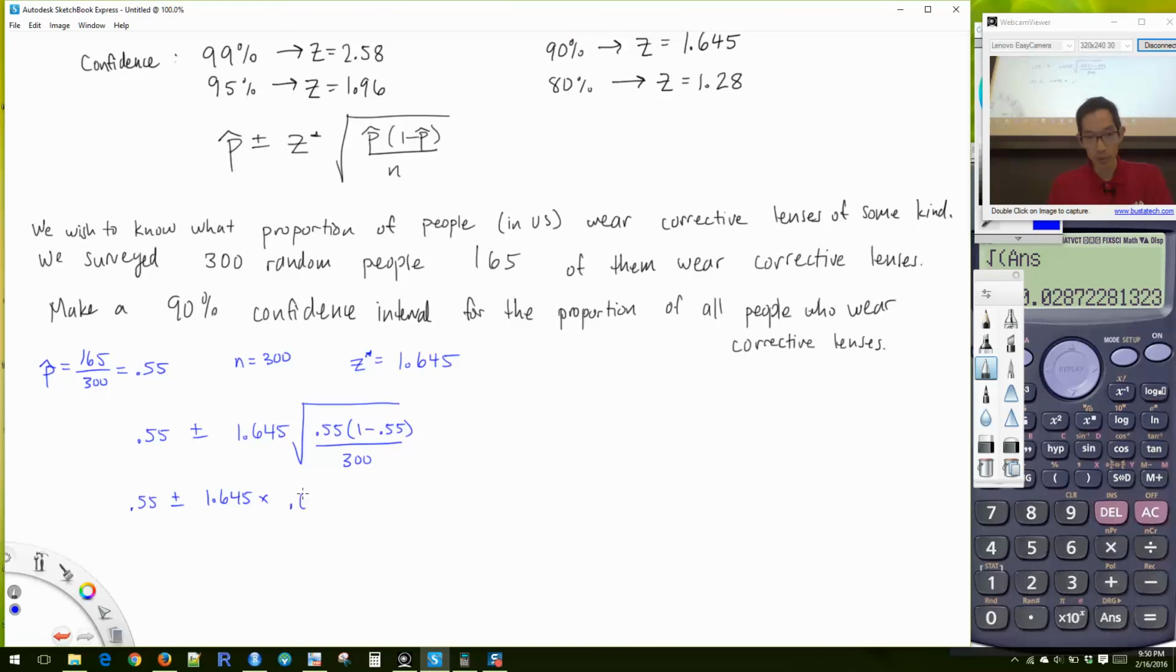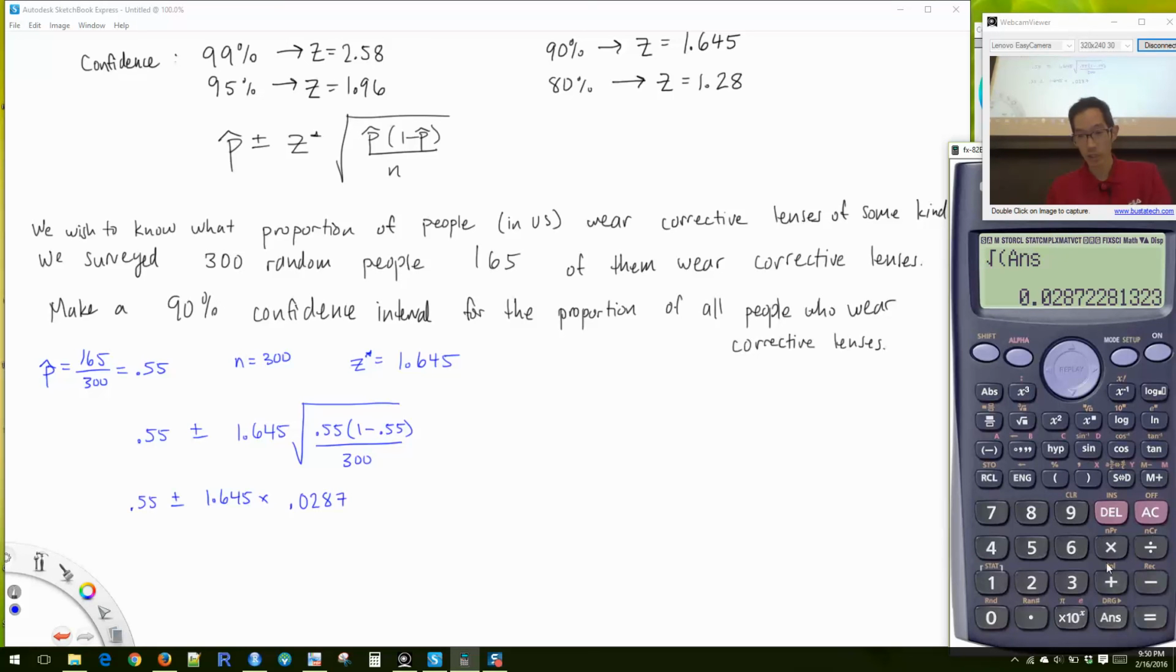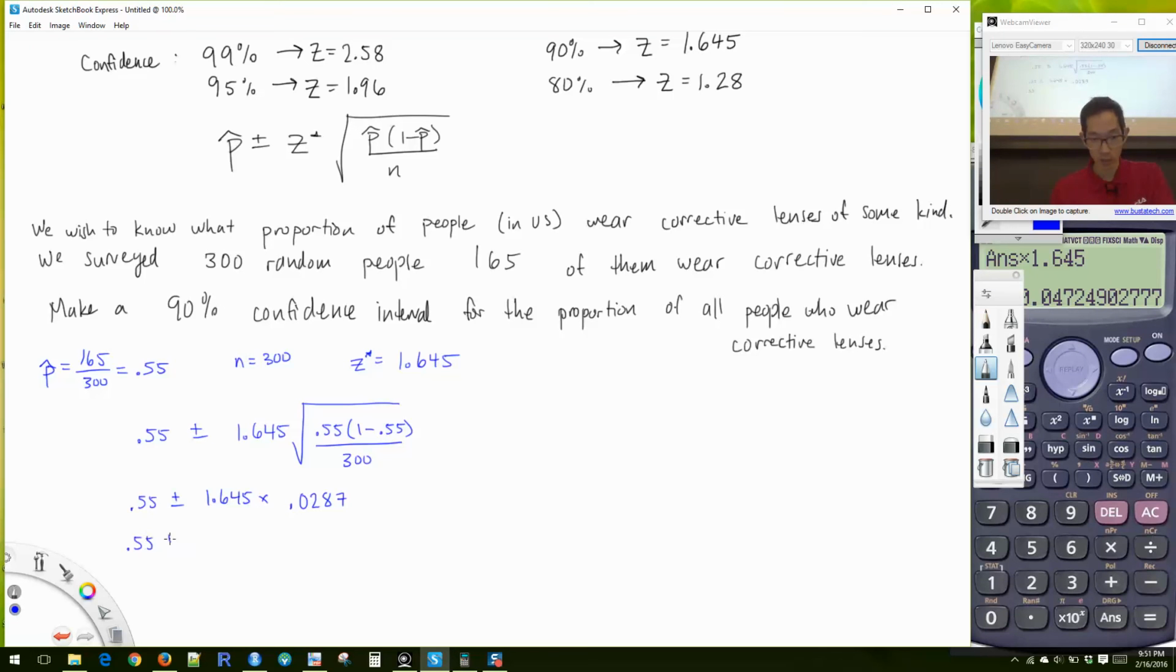And I get 0.0287. I don't feel like retyping all of that, so I just hit answer, multiply by 1.645, and I get 0.0472. So I have 0.55 plus or minus 0.0472.